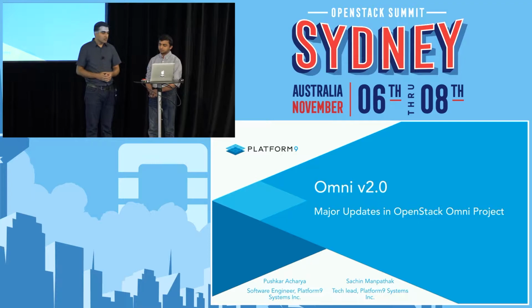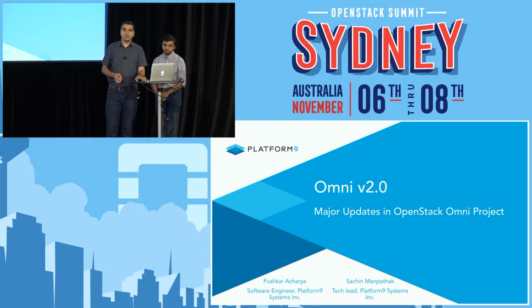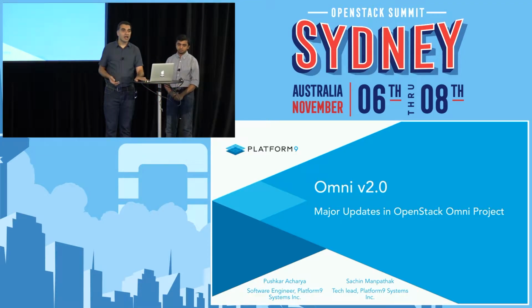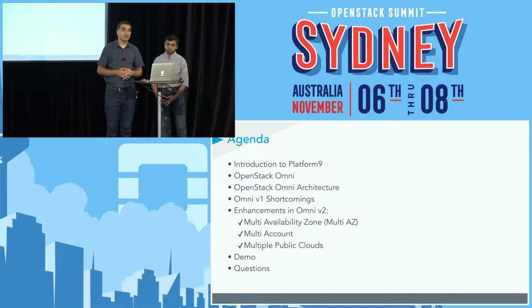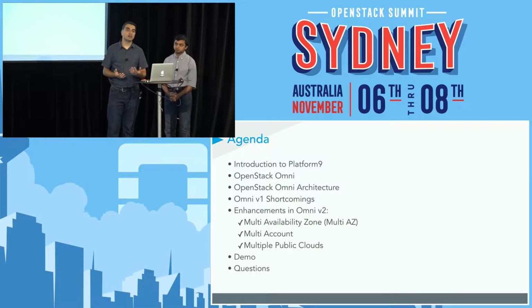So just to provide first background on what Omni is: a Big Tent project that was introduced by Platform 9. It is a project that we can use for multi-cloud management under OpenStack.